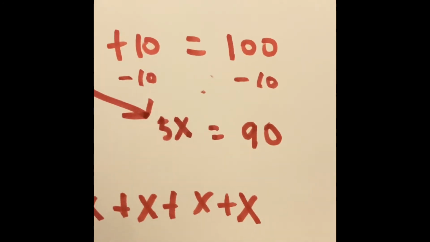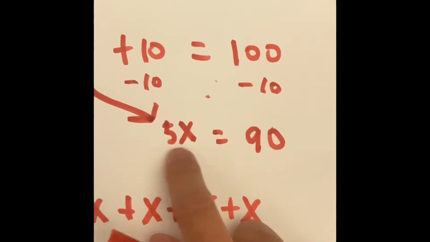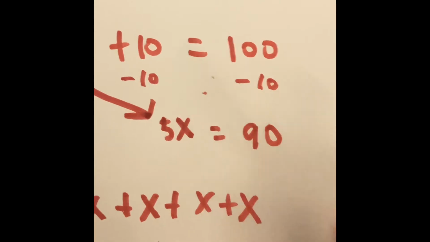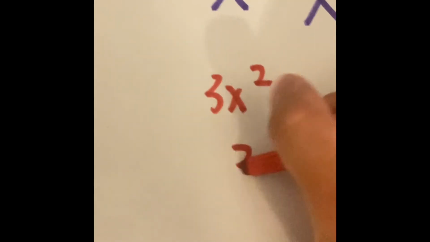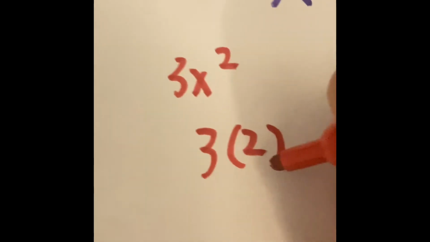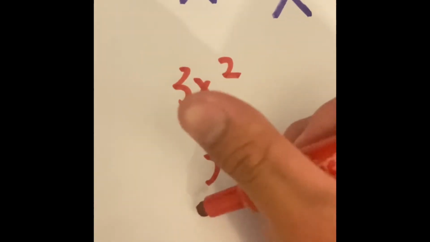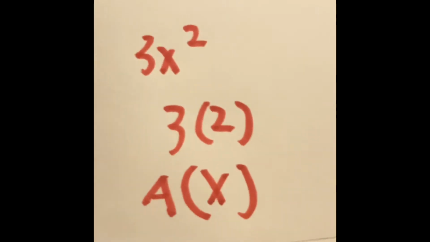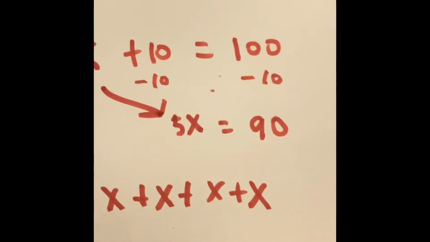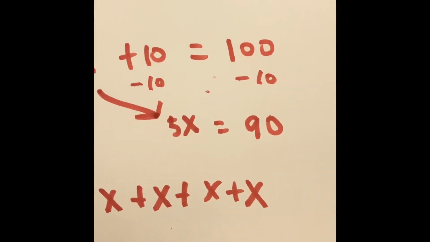So what number is put into X? 5 times what number equals 90? When you have a coefficient in front of a variable, like 3X, it is saying that if you put a number in for X, say the number 2, that's 3 times 2. So a coefficient with a variable means a multiplied by X, while a represents a different number. Going back to our problem, 5 multiplied by what number equals 90?